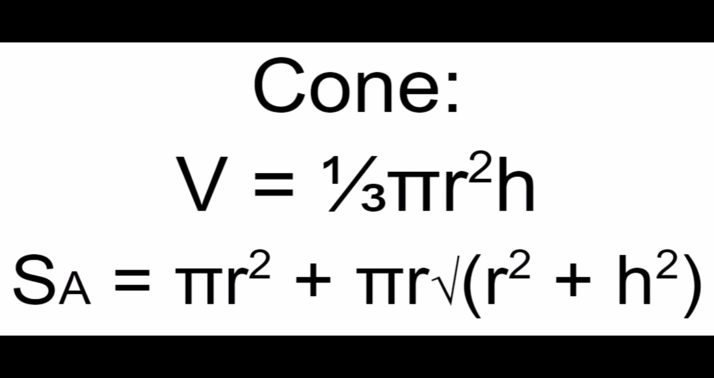Next, the cone. The volume of a cone is 1/3 pi r squared h. The pi r squared is for the circular base, and multiplying by 1/3 h is because the cone is a pyramid with a circular base. The surface area is a bit more complicated. The area of the base is, of course, pi r squared. The curved side, however, is harder. We start by taking the slant height, which is the square root of r squared plus h squared. Then, multiply this by the radius of the base and then by pi, giving us pi r l, where l is the slant height.